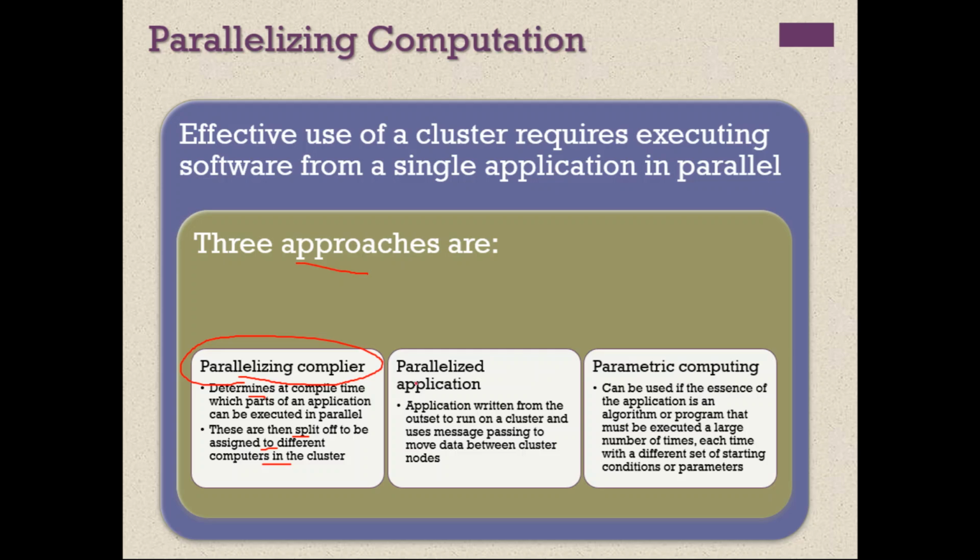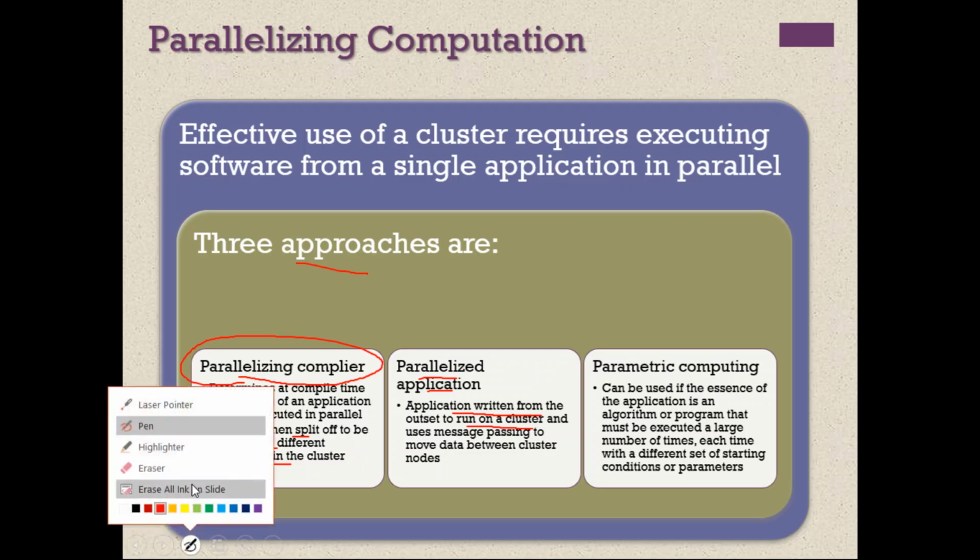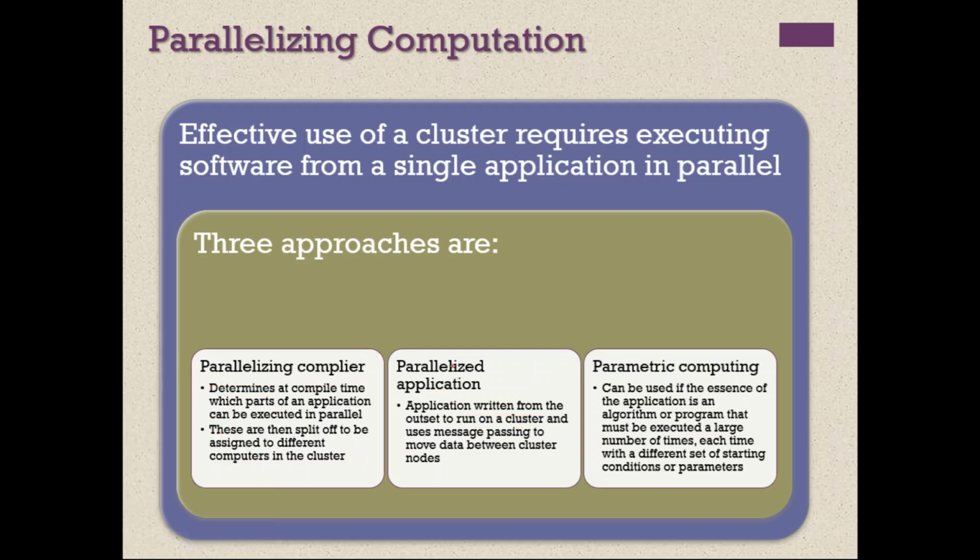The next is parallelized applications. In this case, it is not the job of the compiler; rather, it is the job of the application. While writing the application itself, the programmer is aware that this program may run in the cluster model. So accordingly, the programmer will write the program assuming how it should work in a cluster network. By default, the program has the ability to work in a cluster environment. That is what is called a parallelized application.